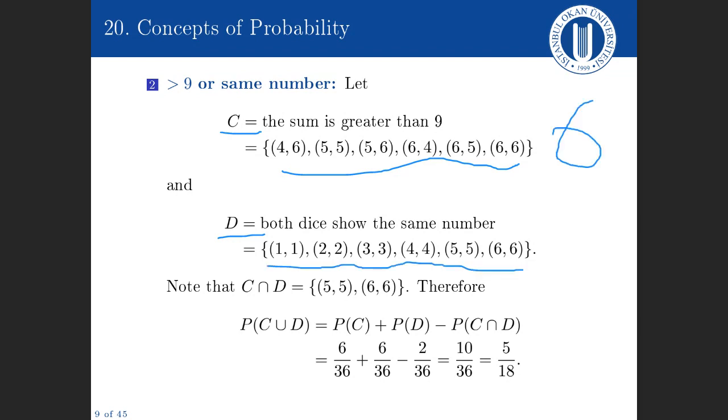Each one of these compound events contains 6 elements. But these are not distinct events because there are some simple events in both compound events. 5 and 5 is in both C and D. 6 and 6 is in both C and D. C intersection D contains 2 elements.